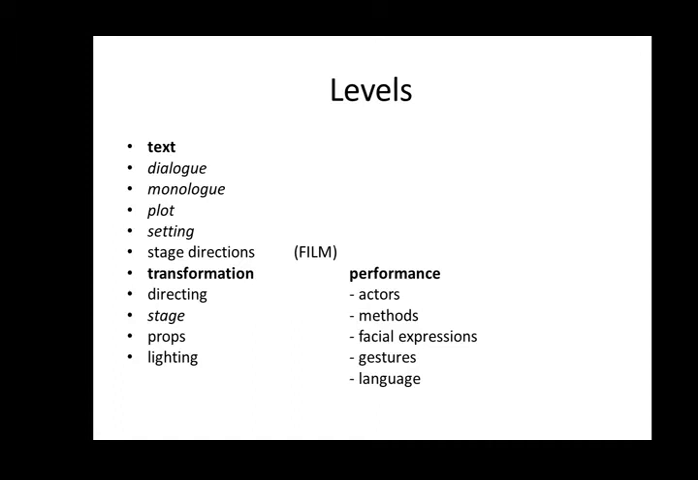And there are the transformation levels, which include directing, which is the process of what the director does to create a performance. And then there's the stage, where all the action happens. And now the props that I have explained before. And there's the lighting, which I also have explained before. And there is a performance level, which deals mostly with actors and what methods are available for actors to act on the stage: facial expressions, the gestures, and the language of these actors.